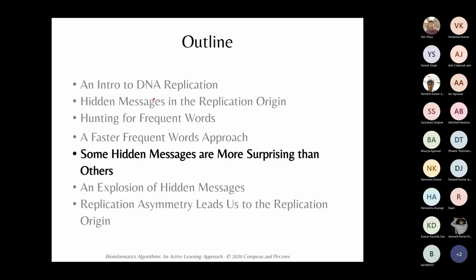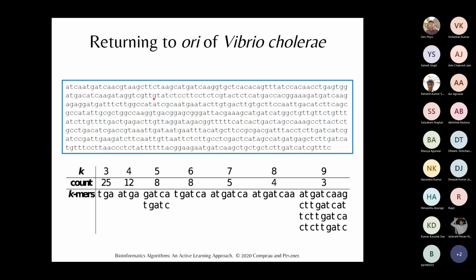Now, why am I doing this? Specifically, if you look at the origin of replication in Vibrio cholerae, with k-mer length 3, the k-mer with maximum count 25 is TGA. With k-mer length 4, the maximum count 12 is ATGA.